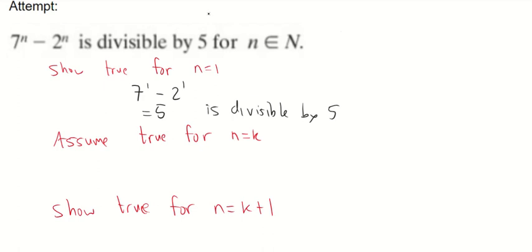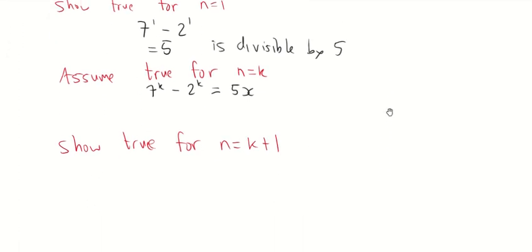Next, we're going to assume that it's true for n equals k. Therefore, 7 to the power of k minus 2 to the power of k will be equal to 5x, similar to what I did before, because if it's divisible by 5, then it has to be equal to 5 multiplied by some number, where x is some number.